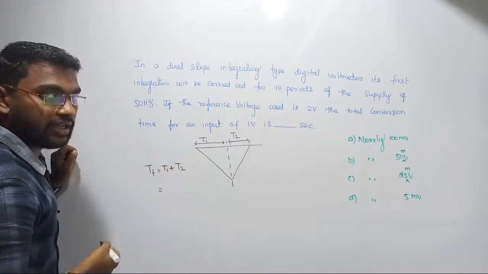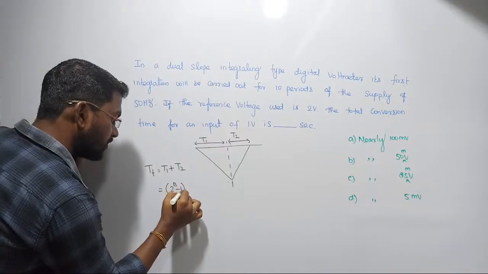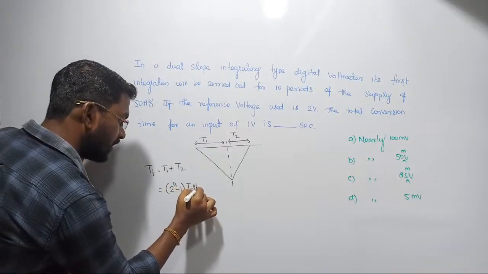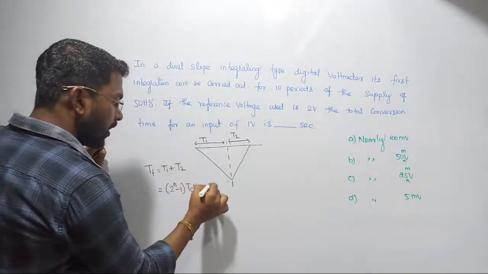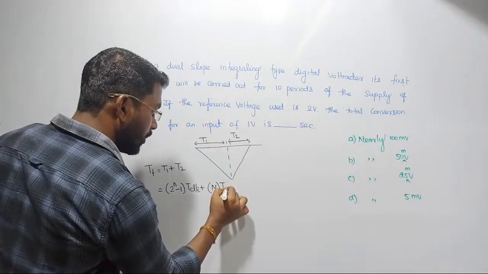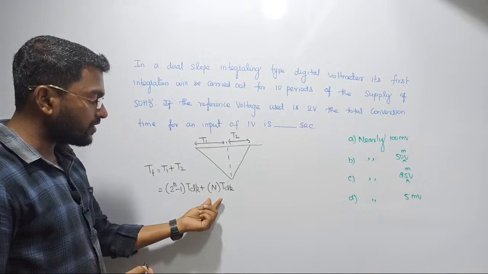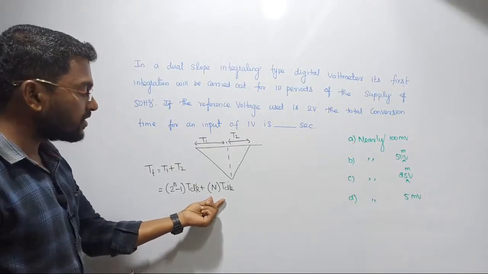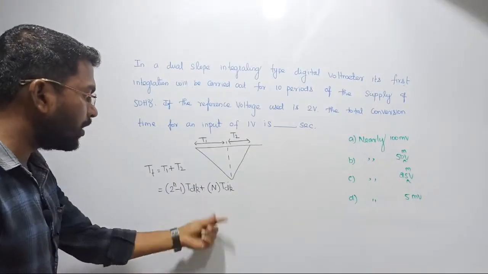And we saw how to write this. T1 can be written as 2 power n minus 1 times T clock, plus T2 can be replaced by the number of cycles n times T clock. Now we have to estimate the value of n, which denotes the number of cycles that we are taking in this second half.